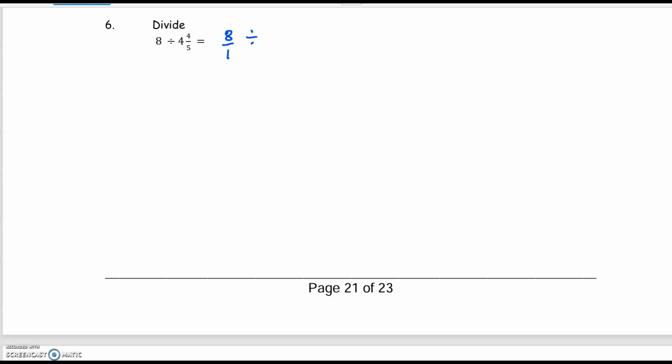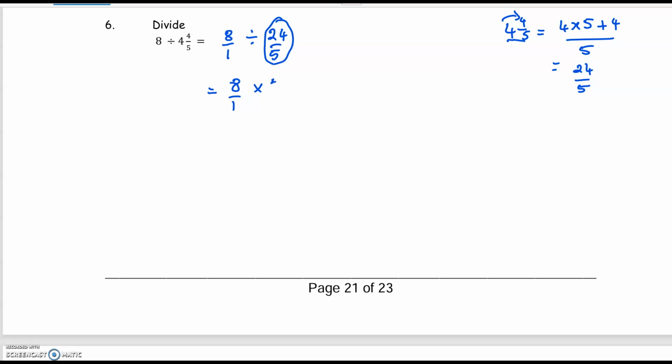Divided by 4 and 4/5 is equal to 4 times 5 plus 4. These two numbers are multiplied, that's added, divided by 5, which is 24/5. Division changes to multiplication. We've seen this in section 2.5. However, change the fraction right next to it. Flip the fraction right next to it.